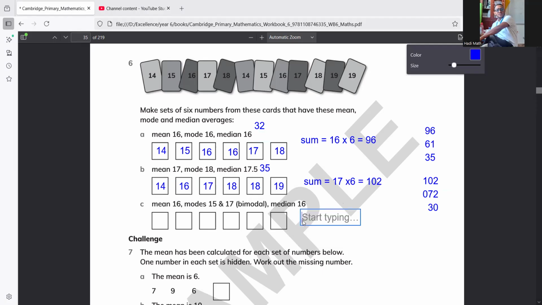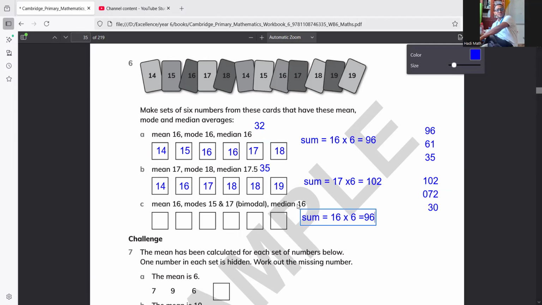Same idea for question number C. They say the mean is 16. Use the mean to find the sum of all of them. That means the sum is equal to 16 multiplied by 6, which is equal to 96. We have modes. If you look, we have 15 and 17. That means we have two modes: 17 repeated twice and 15 repeated twice. That means you have 15 and 15 and 17 and 17.